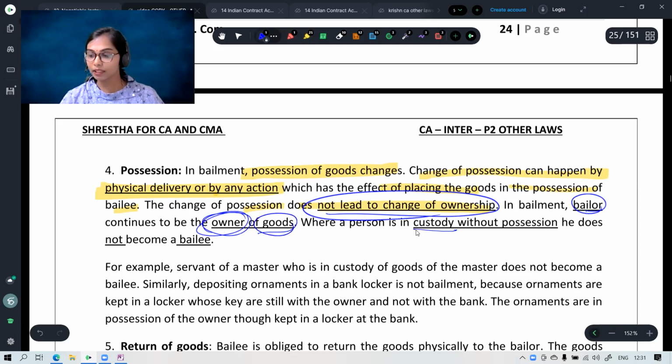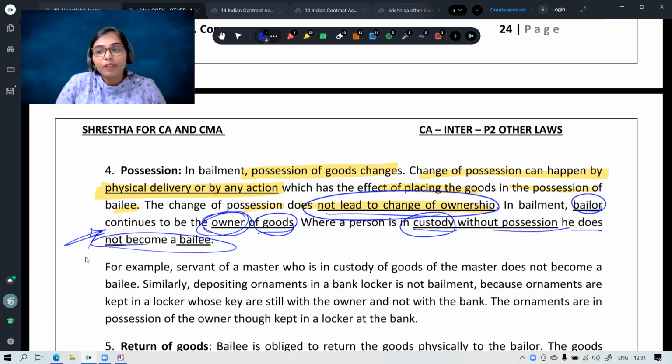Where a person has custody without the possession, he does not become a bailee. So this is required. Where a person has custody without possession of the goods, he cannot be the bailee.